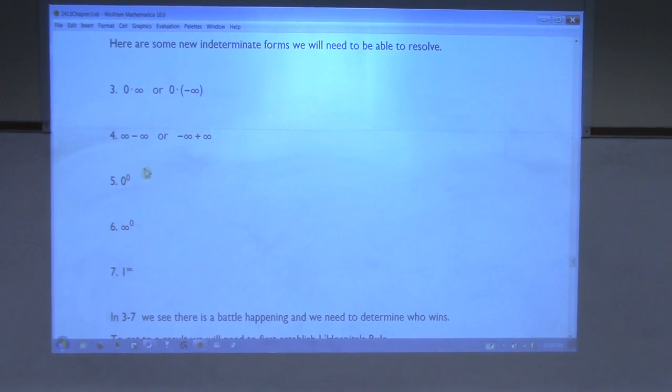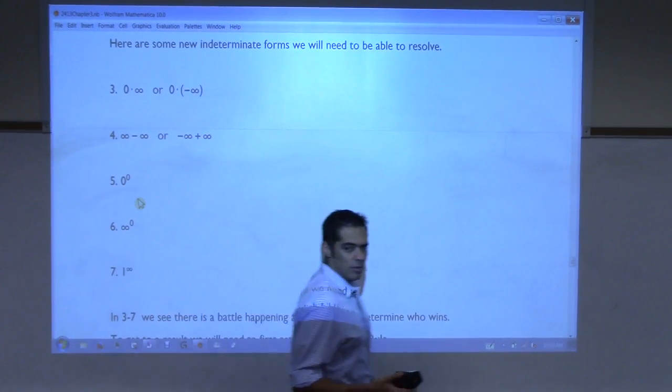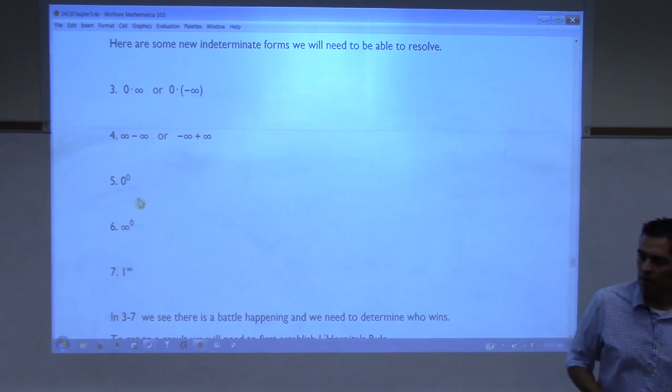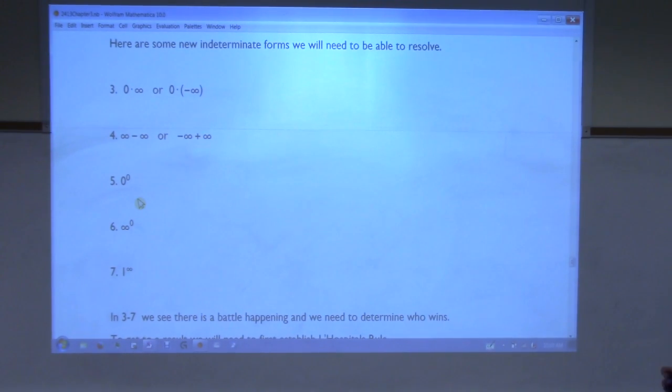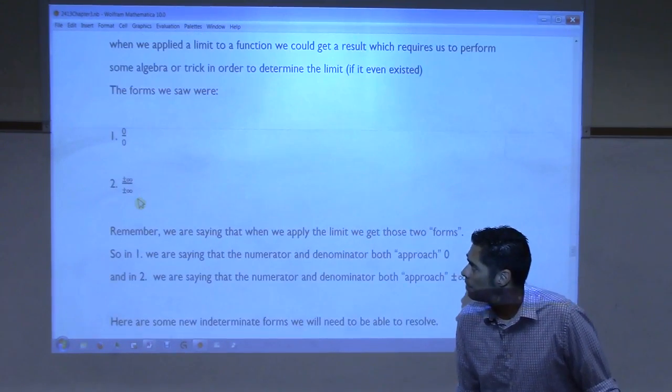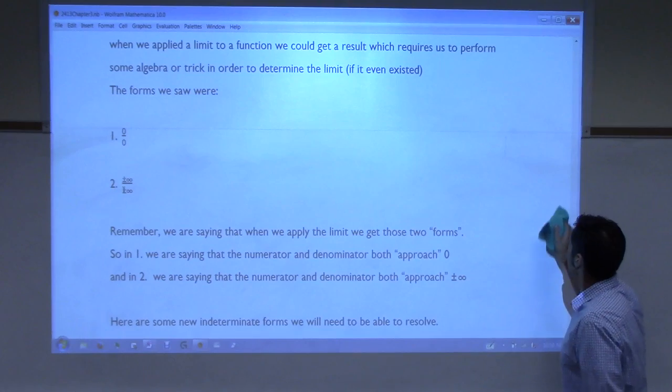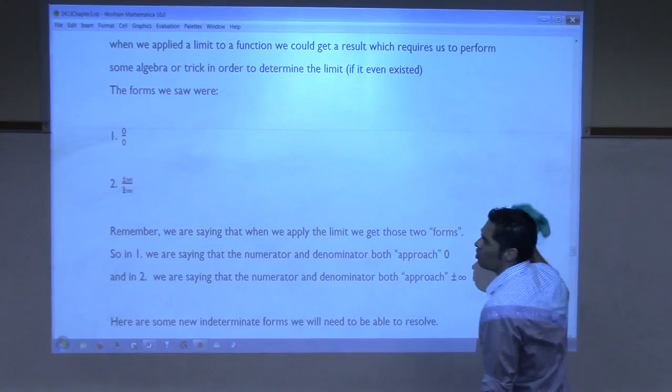Okay, so we ended class last time and I had introduced L'Hopital's rule. And today we're going to go into it in depth. But I wanted to take some time to talk about this idea of an indeterminate form.